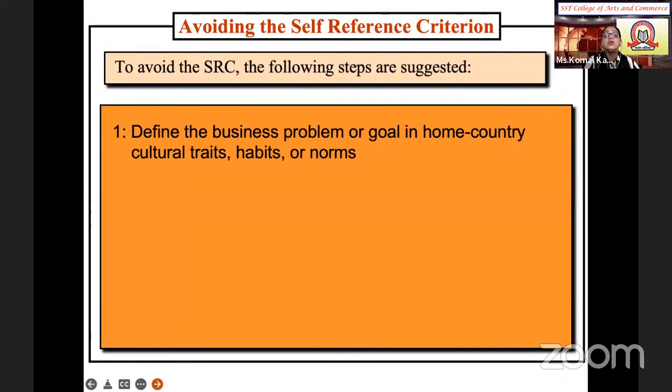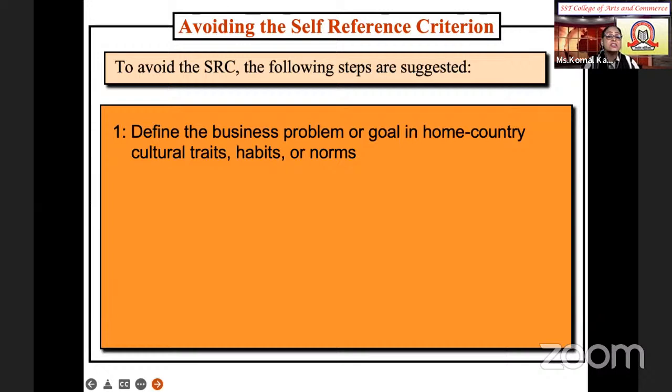Self-reference criterion: how to move in international marketing. There is a particular scale called SRC, self-reference criterion. In this, we are choosing certain criteria for reference of our own self. Define the business problem or goal in the home country. What are the problems which we can check in our home country?